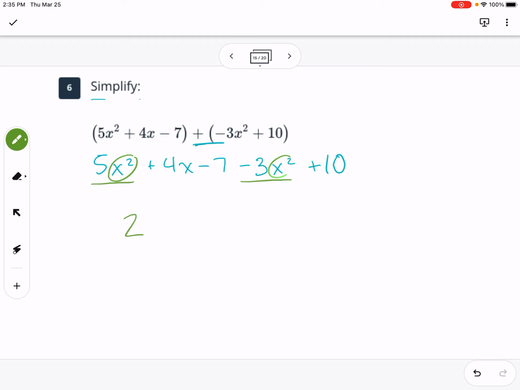Okay, next I'm looking for a like term for 4x. I'm looking for another term that has an x. I don't see one. There isn't any other term that's like terms with this one, so I just bring it down.